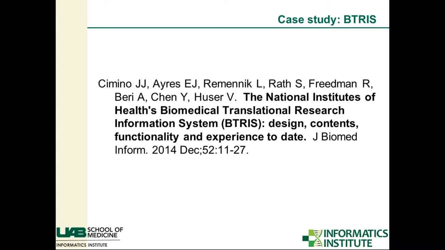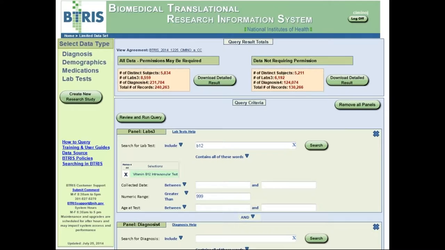So there's a paper on a system at NIH, I just want to show a quick case study. It's a system called Beatrice, and it's like I2B2 in effect. It pulls data out of the electronic health record. You can go in with self-service queries, and I'm going to just show you a quick query from that.